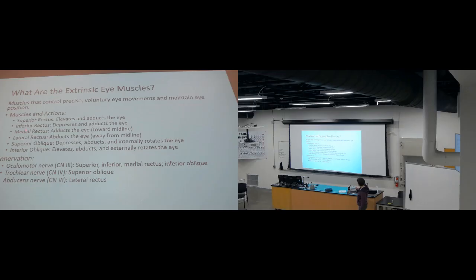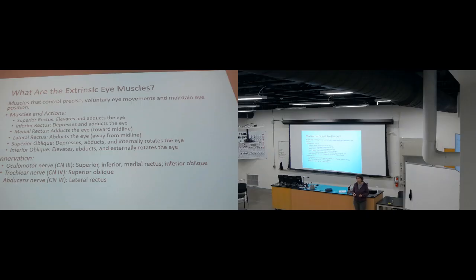So we have 4 rectuses. The fibers, remember, run straight, and depending on where they are located is how you name them. The one that is above the eyeball will be the superior rectus. The one below will be the inferior rectus. The one medial to our eyeball will be the medial rectus. The one lateral will be the lateral rectus.